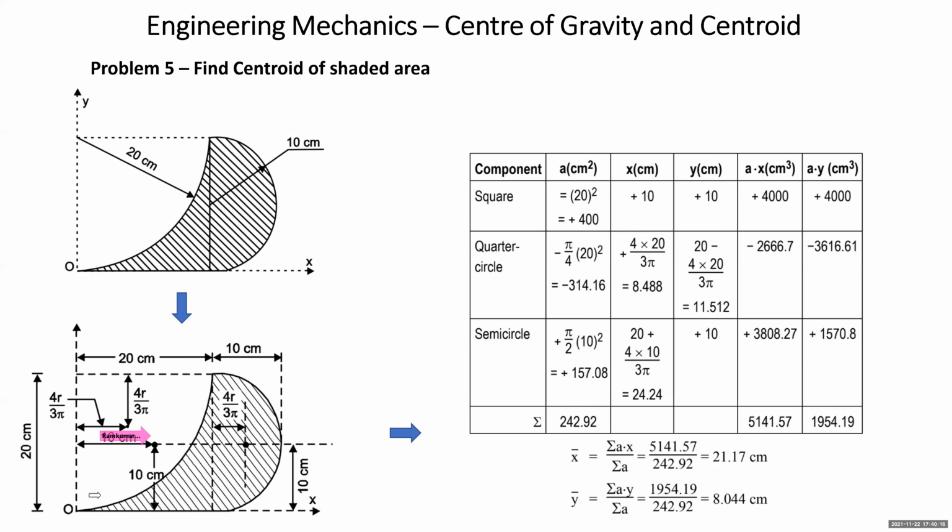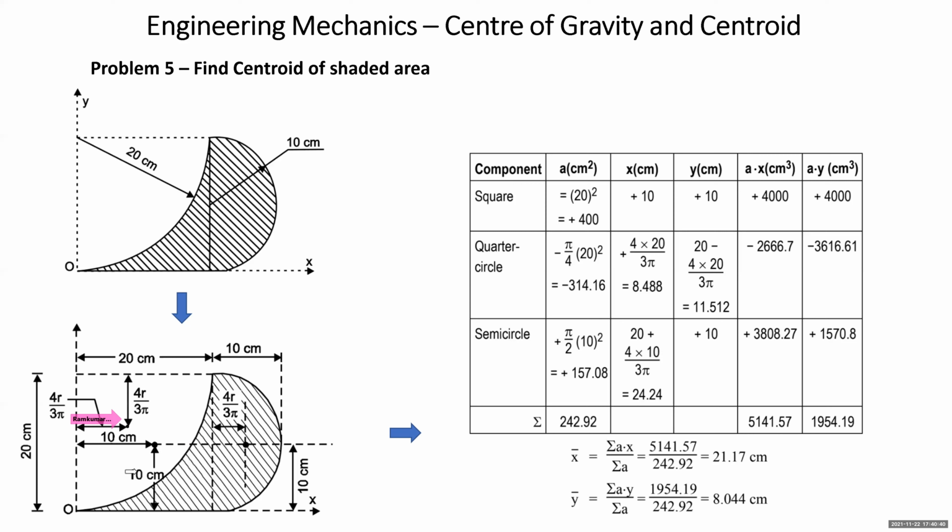The second component is the quarter circle. The quarter circle area is removed area, so we'll take this area in the table as negative. What is that? Minus pi r square by 4. Then this is the centroid of the quarter circle. This point is right of the y-axis by what distance? 4r upon 3 pi. This is given to you as 4r upon 3 pi. R is what? 20. So 4 into 20 upon 3 pi.